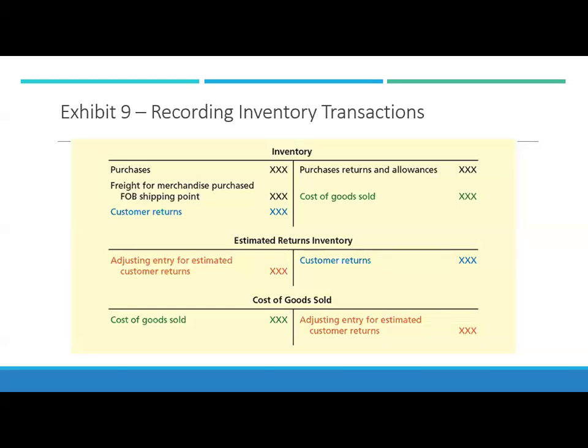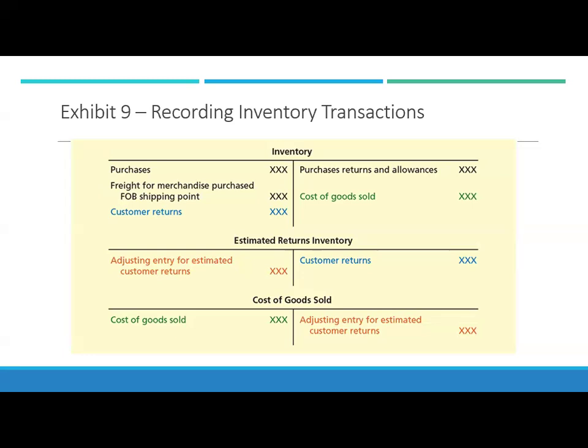It's reduced for adjusting for estimated customer returns because that reverses the sale and reverses the cost of goods sold. The adjusting entry increases estimated returns inventory, and then as customers return inventory, that reduces the estimated returns inventory and puts it back into physical inventory. And then freight for purchasing merchandise FOB shipping point is added to the cost of the inventory because that's the cost to get the inventory into possession.